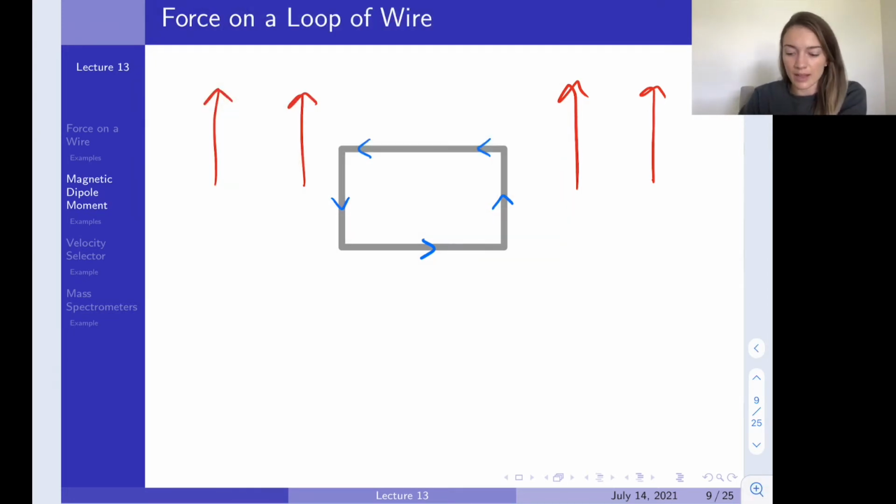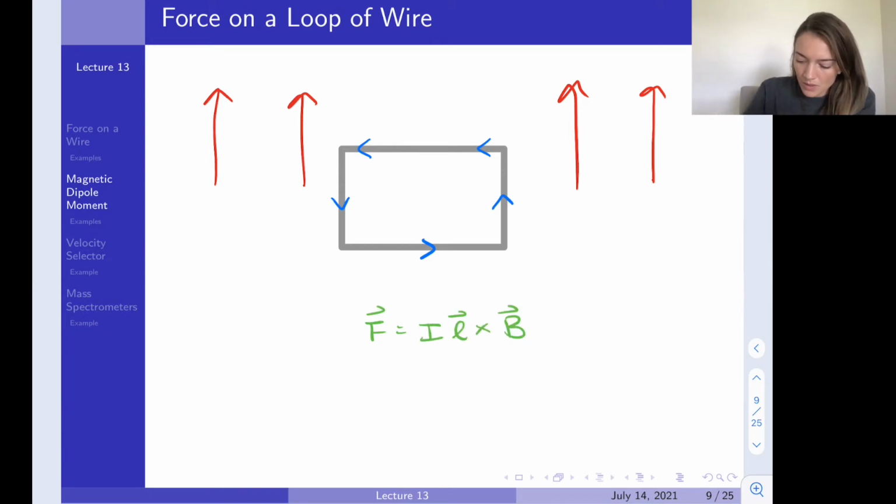So we have to do the right-hand rule. Let's just look at this top segment first. Remember, we have F equal to IL cross B. For this top segment, we put our hand in the direction of the current, which is to the left. We curl our fingers upward in the direction of the magnetic field, which in this case is upward. And then our thumb will point into the page. So the force on this segment of wire is into the page like that.